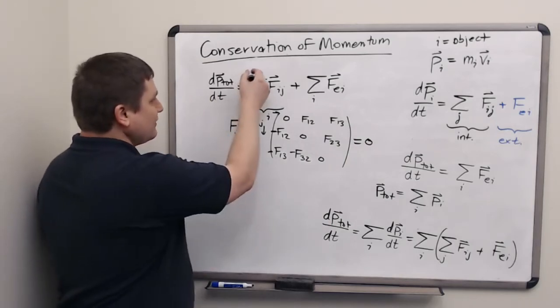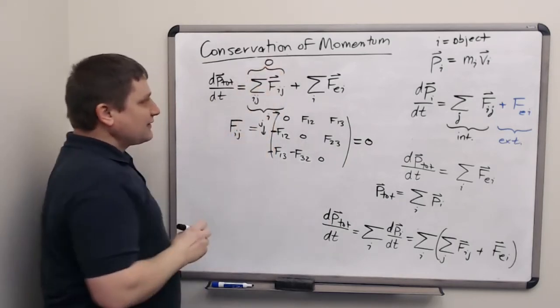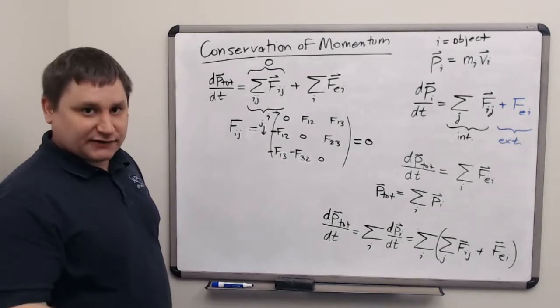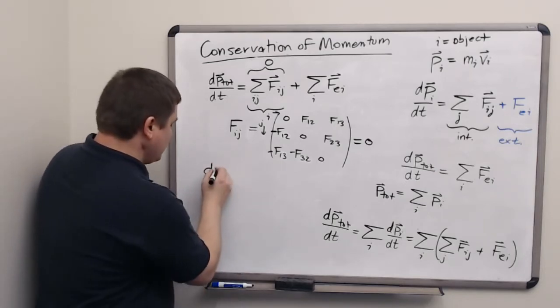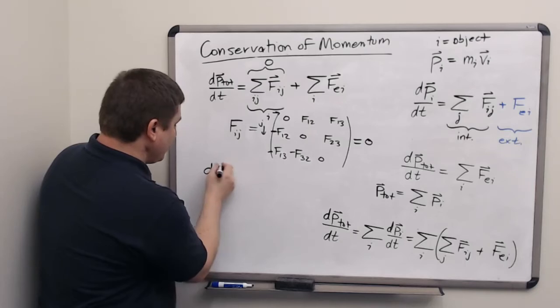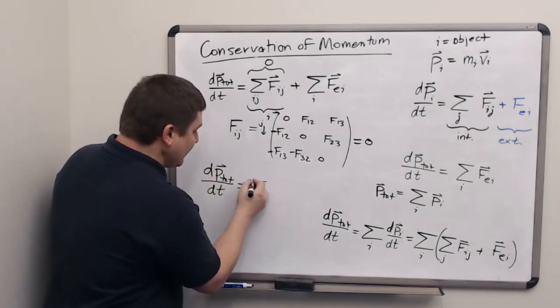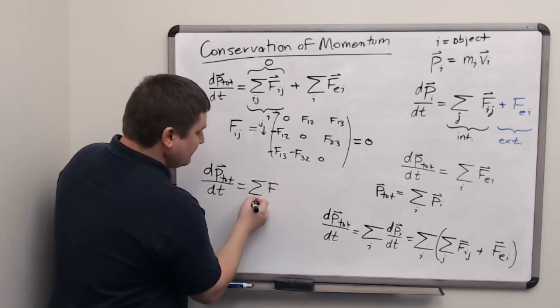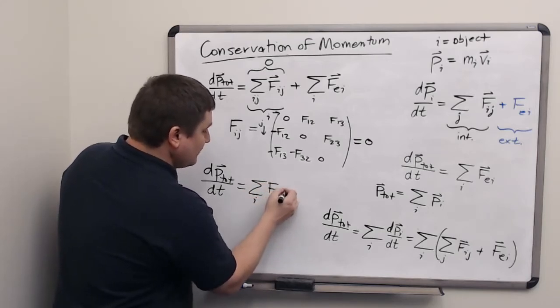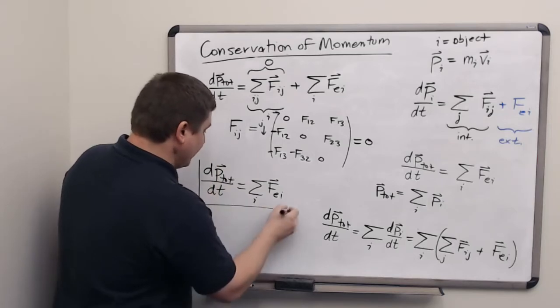So this term here, as complicated as it looks, sums up to 0. So then our claim is proved. The time rate of change of the total momentum is only equal to the sum of all the external forces on the system.